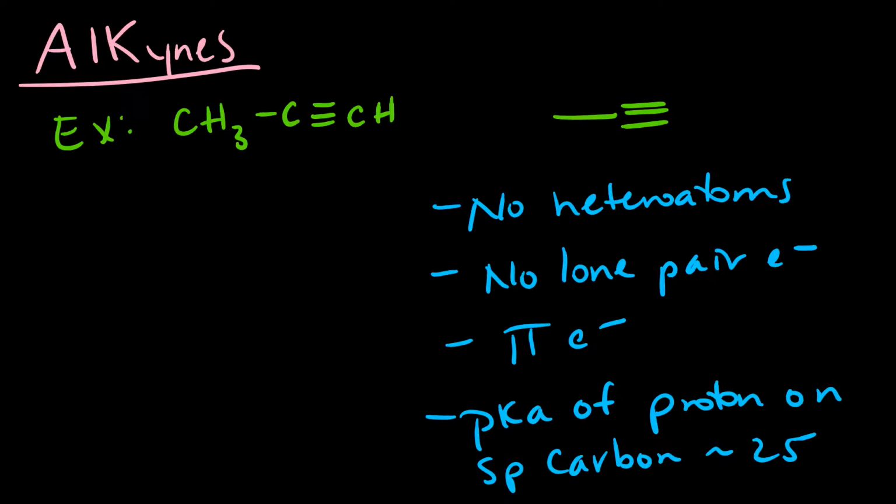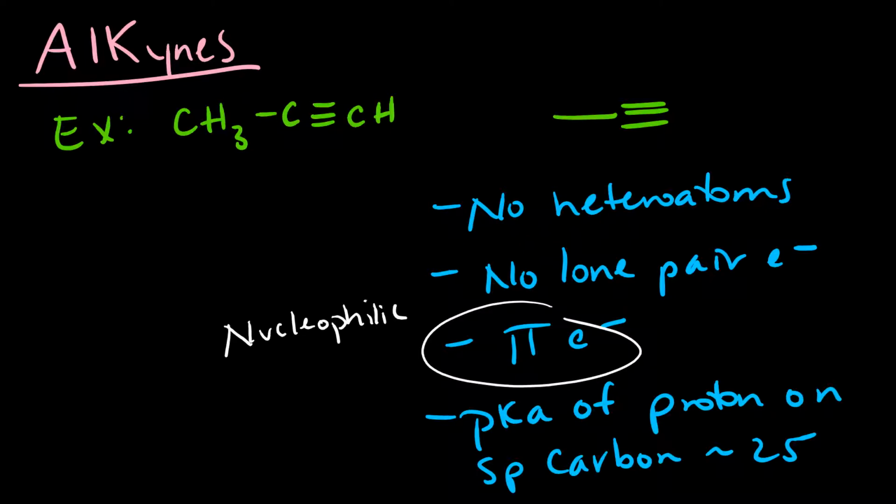Finally, we have the alkynes, which are a group of molecules that contain a triple bond, a carbon-carbon triple bond. There are no heteroatoms, no lone pair electrons, but there are pi electrons. So again, they could be nucleophilic because of this. And I also wanted to note that when you have a proton on the end on this sp carbon, the pKa is 25, so they can have acidic protons at the terminal position.